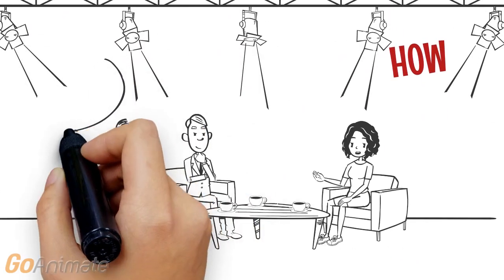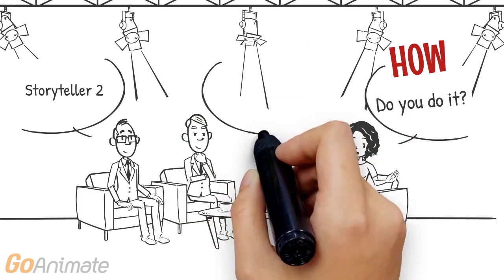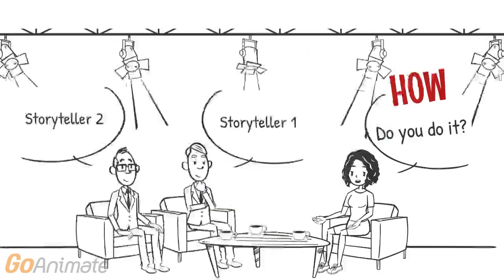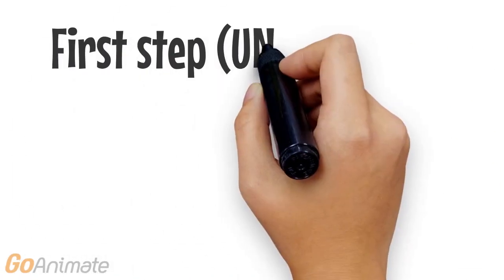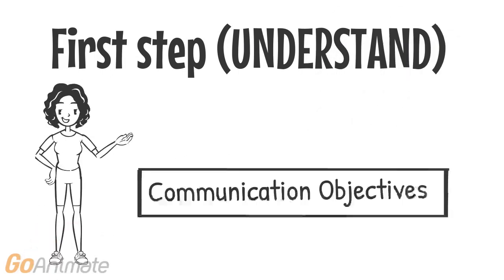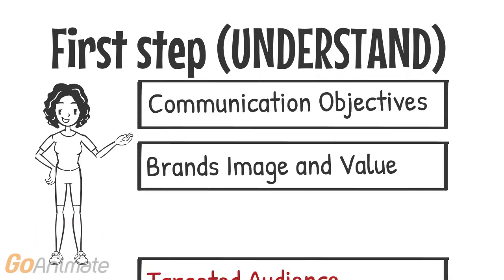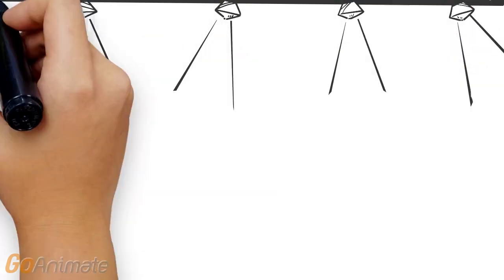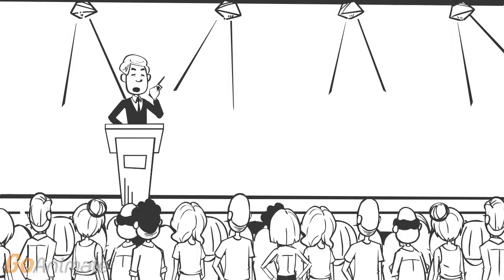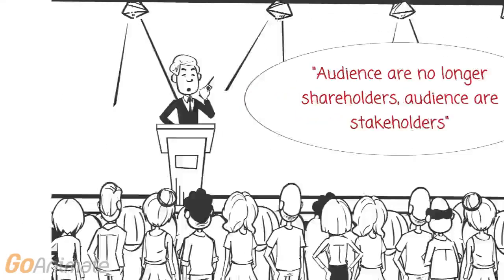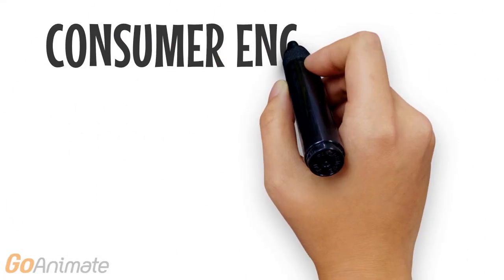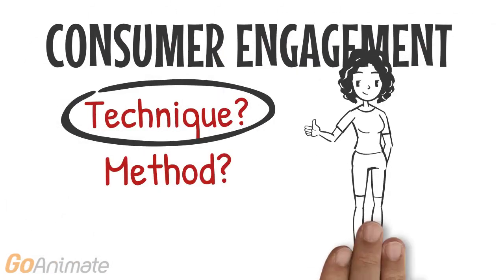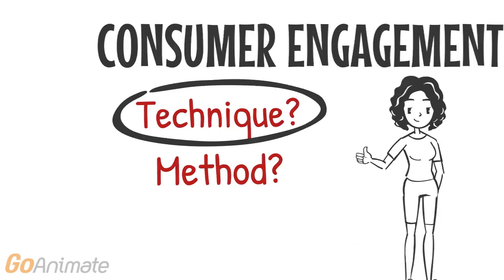Before drafting any storyline adverts, content creators must understand the purpose of the ad campaign, how the brand is perceived in the market, and what the expectations of the targeted audience are. Audience are no longer shareholders, audience are stakeholders. Effective engagement with the targeted audience is attained within 3 integrated steps.